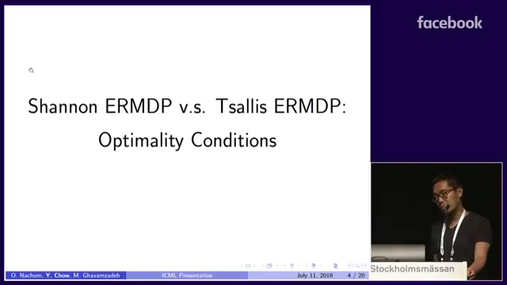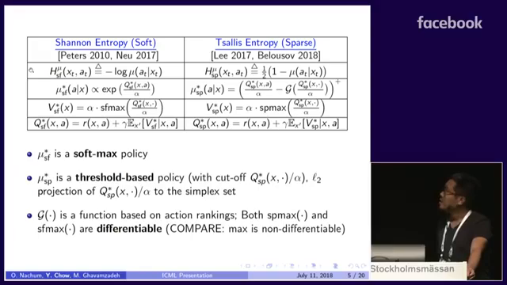To start with, we want to discuss the optimality conditions and compare them. This table summarizes the properties of these two entropy functions. In this talk, we're also going to call the policy induced from the Shannon ER MDP a soft policy, versus the policy induced by the Tsallis ER MDP, a sparse policy. While there are lots of technical details, the main takeaway is that the soft policy from the Shannon ER MDP has a softmax formulation, while the Tsallis entropy introduces a threshold-based optimal policy class.